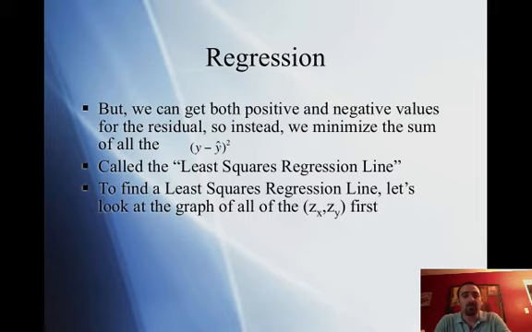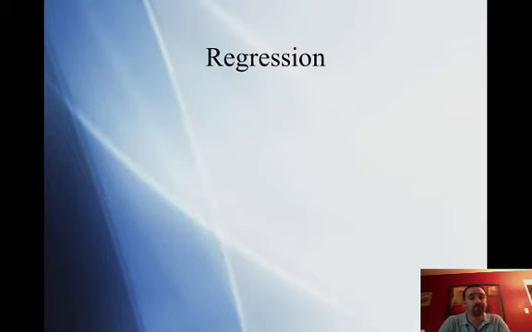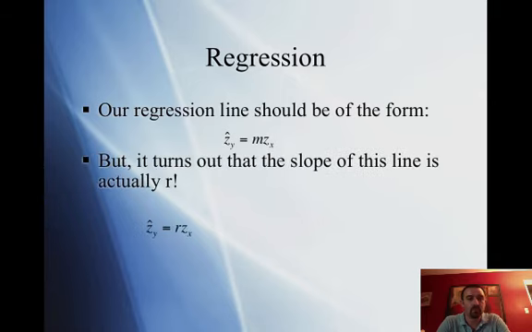We would look at the graph of all the z's, the standardized points that we saw first. And first of all, notice that the mean point is 0, 0. So it's reasonable to expect that the line will go through that point. So our regression line should be of the form z sub y hat is equal to m times z sub x. And what's cool about it is that to get from a z-score in x to a z-score in y, the slope that we use is r. Just works out nicely.